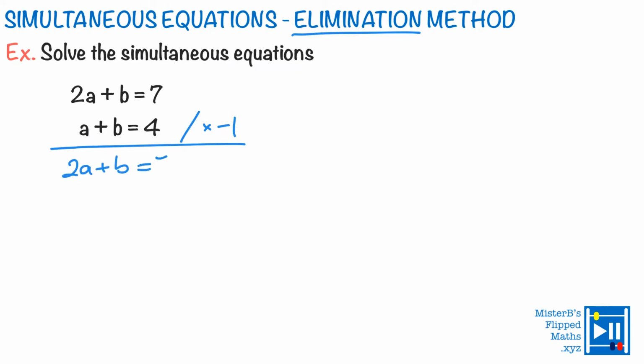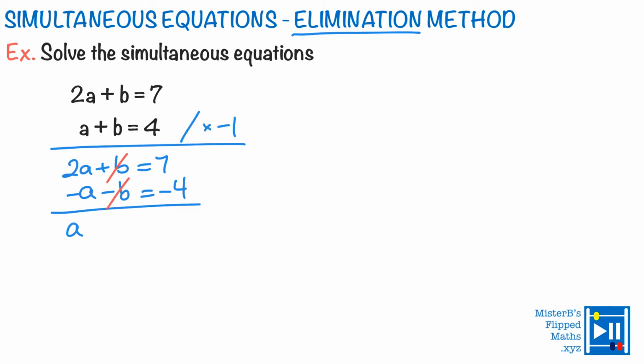2a plus b equals 7. The second one will be -1 times a, -1 times b minus b equals -1 times 4 minus 4. Basically, I changed the sign of each term. Now I'm ready to add, because when I start adding, it's going to be 2a plus minus a, meaning 2a minus a, which is a, and b plus minus b, so they cancel each other out.